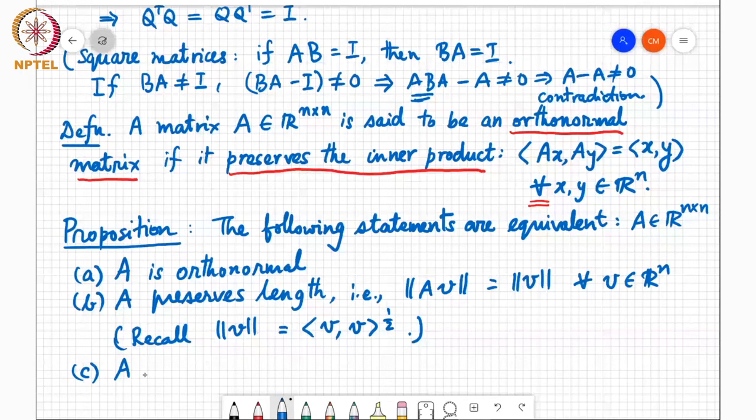Hello, sir. Just a question: when a vector is multiplied with A, it's not changing the length. So it will rotate the vector? Yeah, that's a good way to think about it. It will rotate the vector, but it will not change its length. So another way to put it is that every rotation matrix is actually an orthonormal matrix. Okay. And every orthonormal matrix can be thought of as a rotation matrix.